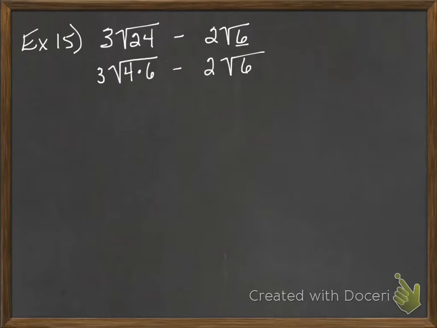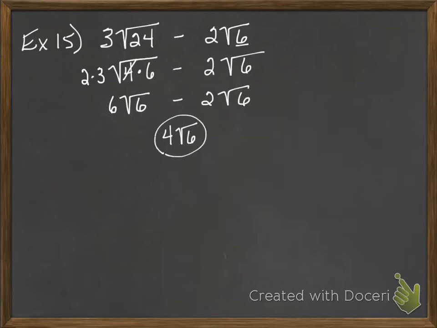Okay, we rewrote 24 as 4 times 6. So now we can take the square root of 4, which is 2, and the 2 comes out, and if there's already a number outside, those numbers get multiplied together. So 3 square root of 24 is going to turn into 6 square root of 6, and then you bring down, subtract 2 square root of 6. Now, once you simplify 3 square root of 24, you do have like terms. You do have 2 square roots of 6's, so you just subtract the coefficient. 6 minus 2 is 4. Bring down your square root of 6.